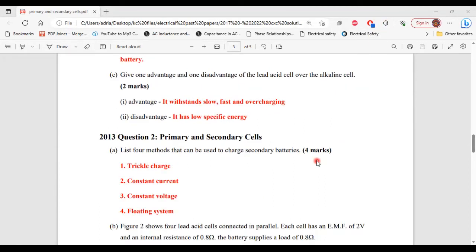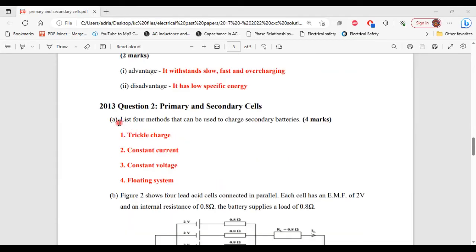Let's move on to the next question, and this is question 2 from the 2013 past paper. Part A, it says list 4 methods that can be used to charge secondary batteries. 1, trickle charge. 2, constant current. 3, constant voltage. 4, floating system. All right, so that's it for part A.